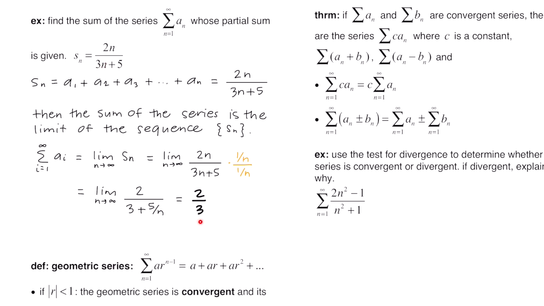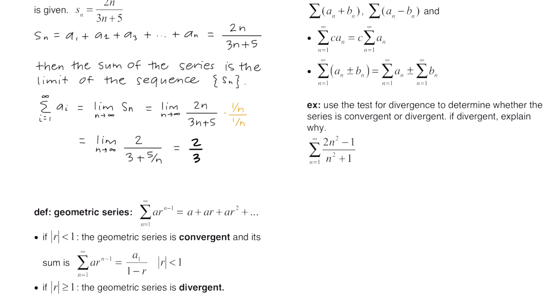Our next definition is for a geometric series. We have sigma, then n equals 1 to infinity of ar to the n minus 1.